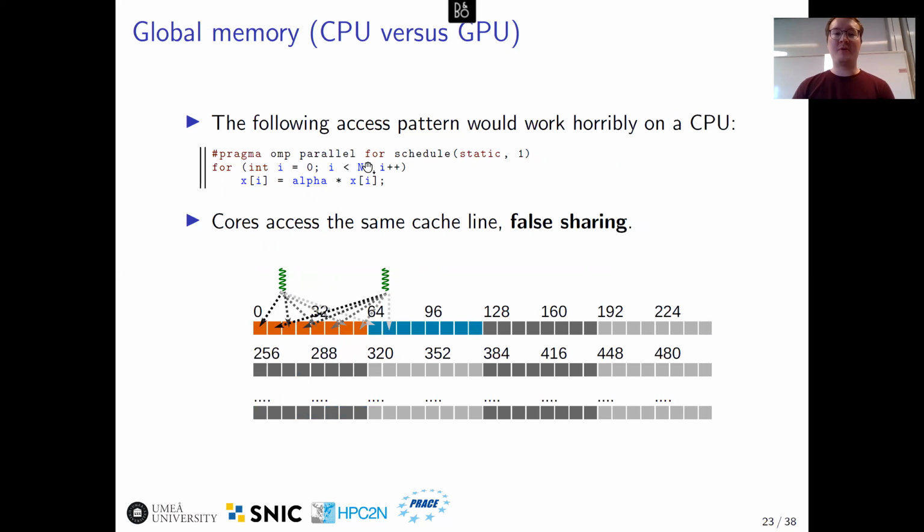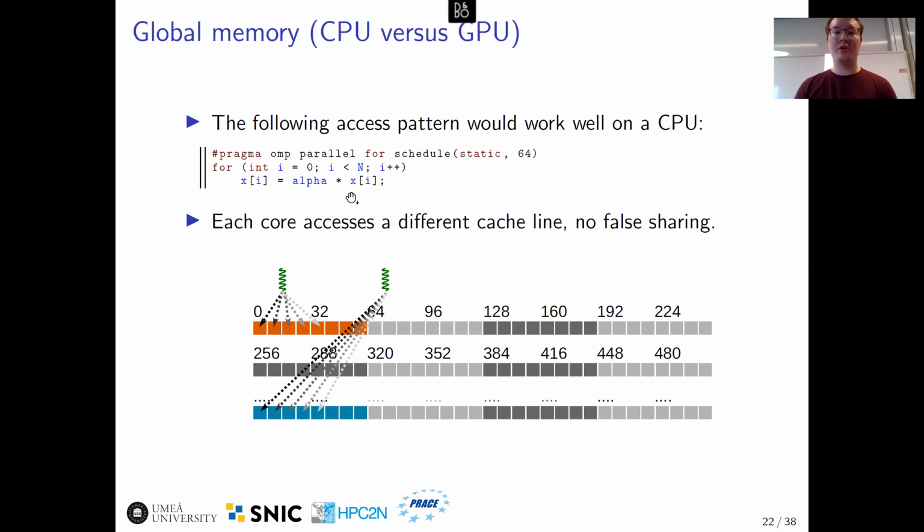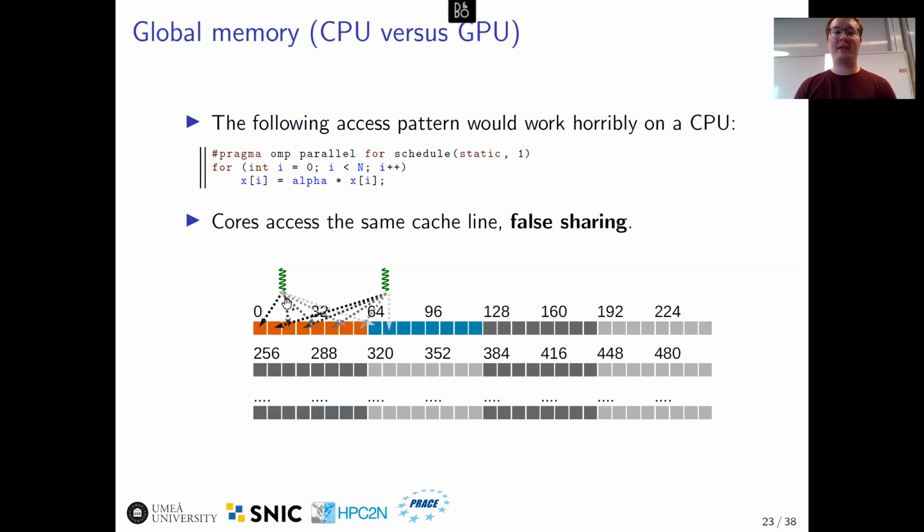Then if you would change the loop in such a way that you make the batch size to be only 1, so the first thread is going to start from 0, the second one is going to start from 1, and so on, now you have a situation where the threads would actually go and access the same cache line. And this would lead to false sharing, which will affect the performance very negatively. So good on a CPU, you make sure that the different threads access memory that is reasonably far from each other. And in a bad case, you will make the threads access memory locations that are very near to each other.